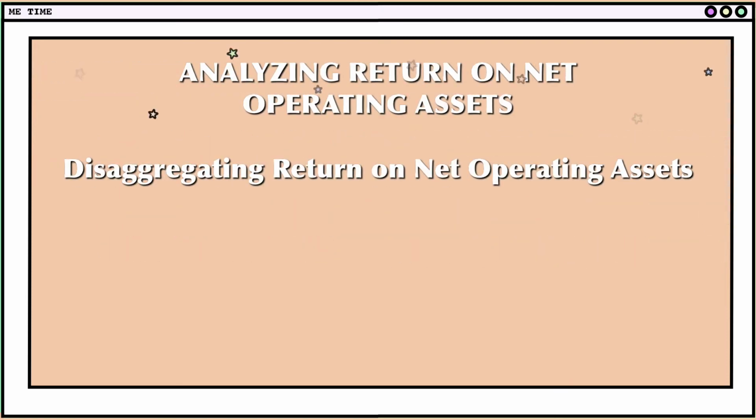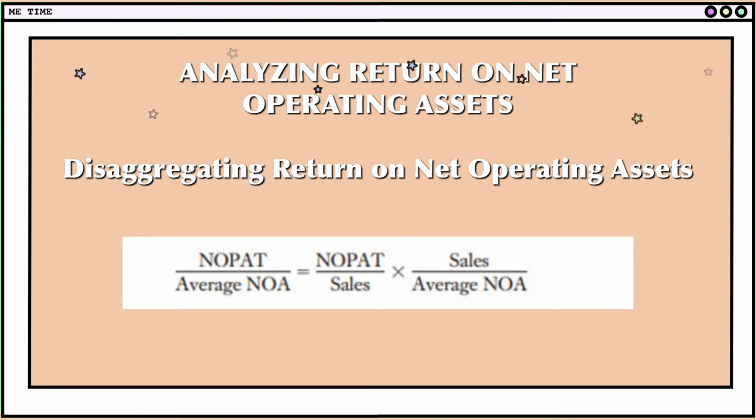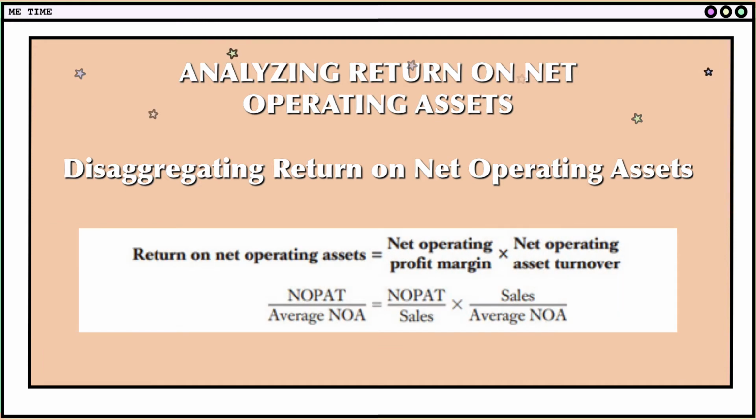Next is analyzing return on net operating assets. Disaggregating return on net operating assets. Recall that the return on net operating assets, or RNOA, is computed as below. We can disaggregate this return into meaningful components relative to sales. The disaggregation of return on net operating assets is shown from the picture.